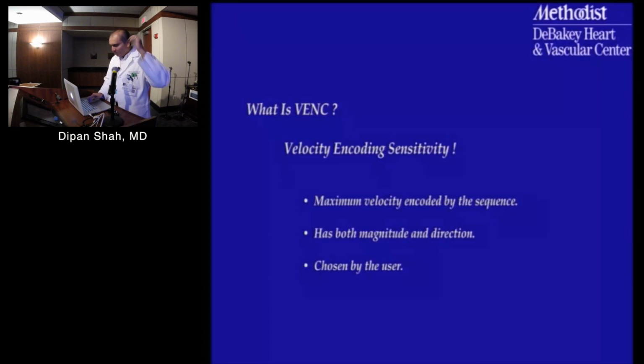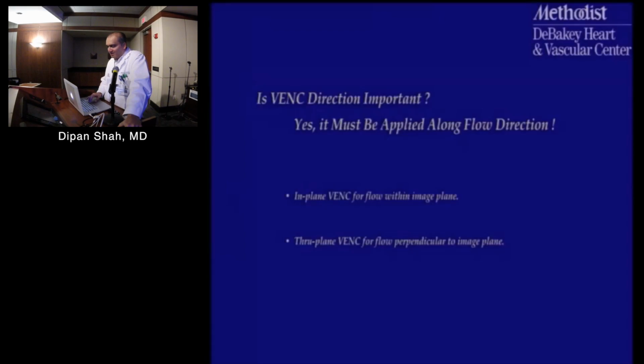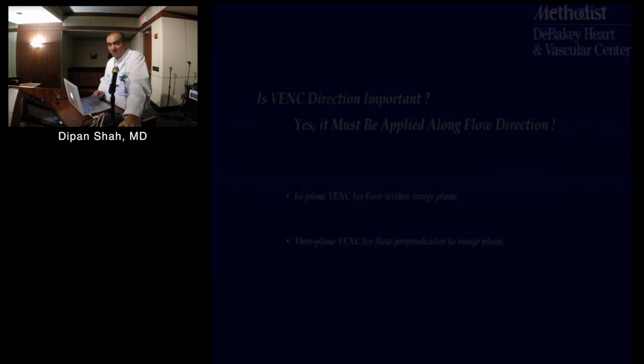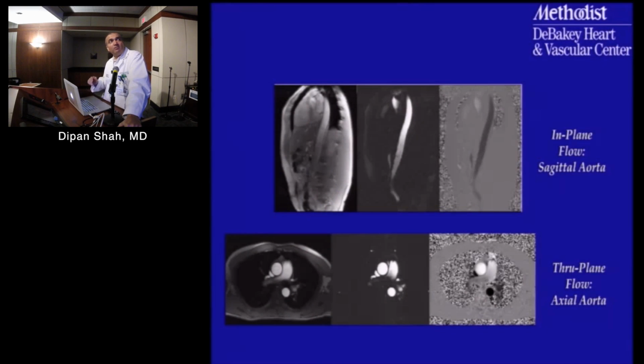There are a couple of important things to recognize when you're doing the acquisition. One, obviously, is you want to pick the imaging plane to identify whatever vessel you're interested in imaging. And then you have to decide whether you want to do what we call in-plane imaging or through-plane imaging. I'll show you the difference between the two. If I'm looking for blood flow that's within my plane, that's called in-plane imaging, and that's shown in the top image here.